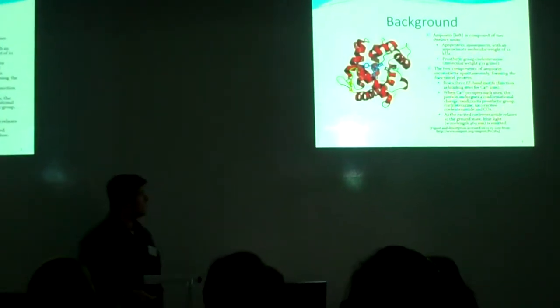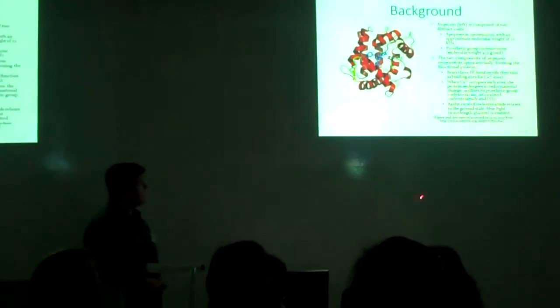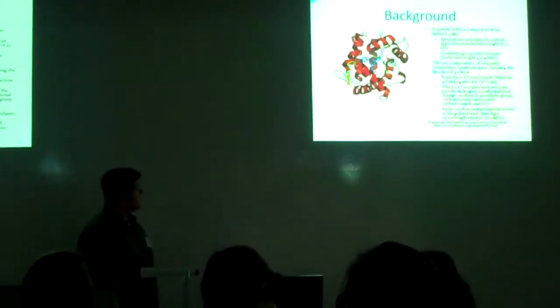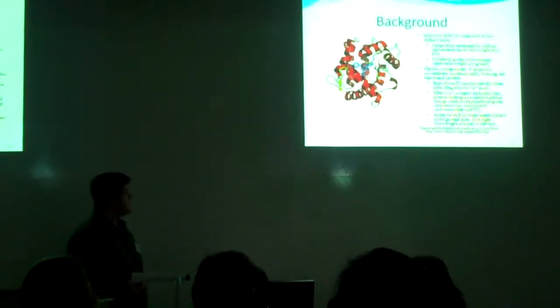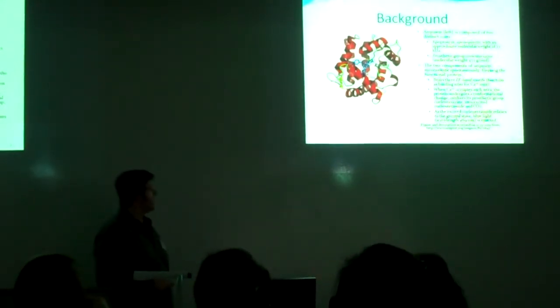This is just a ribbon diagram of the protein. You can see the apoprotein surrounding the prosthetic group in the middle. The prosthetic group is coelenterazine. It is a member of the luciferin family of organic molecules.